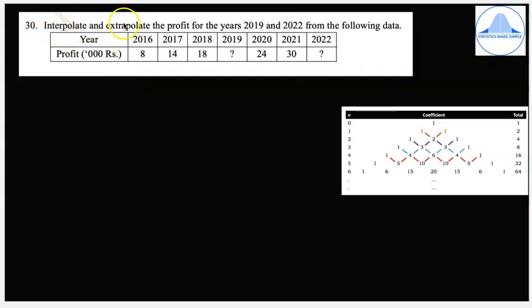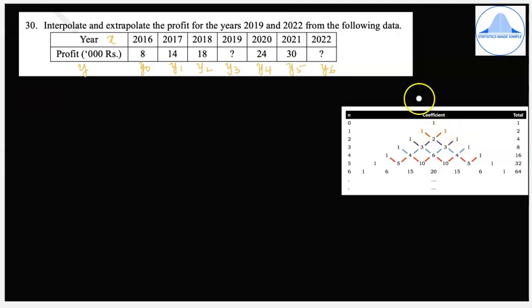30th question, interpolate and extrapolate the profit for the years 2019 and 2022 from the following data. So the years and profits in thousands of rupees are given. Year you can mark it as X and profit you can mark it as Y. 8 you mark it as Y0. Then this is Y1, Y2, Y3, Y4, Y5 and Y6.